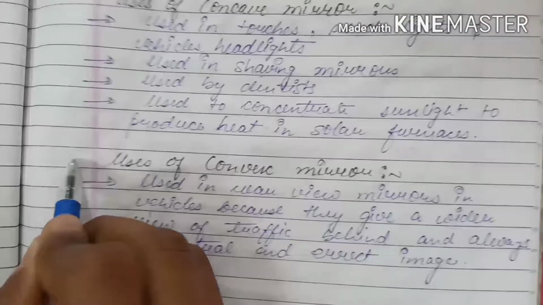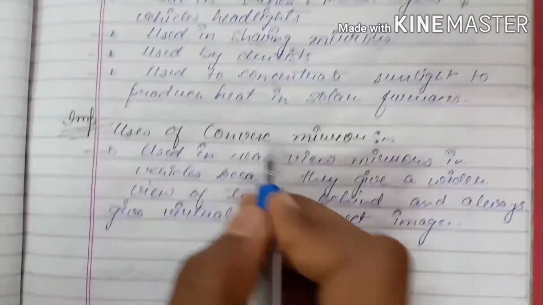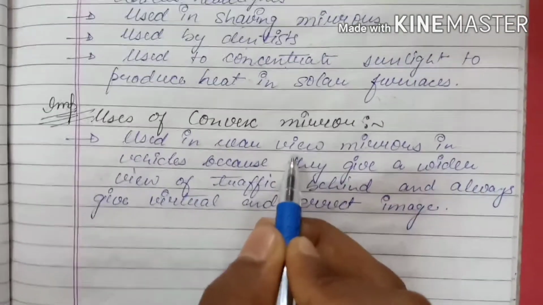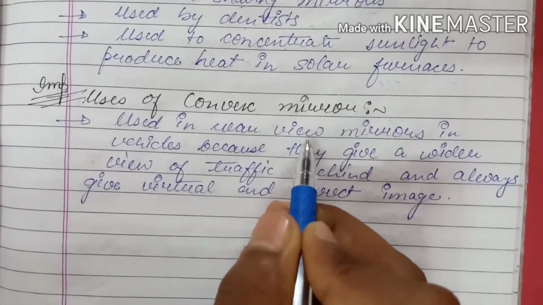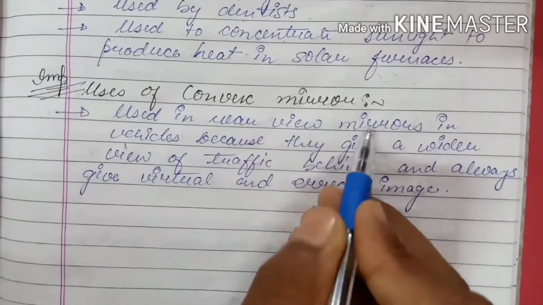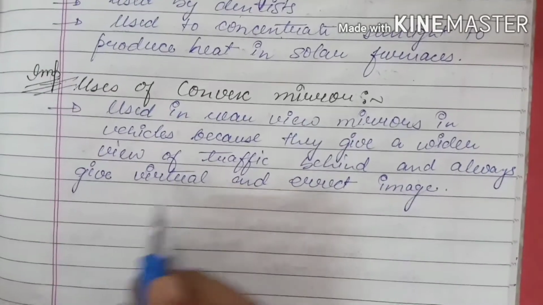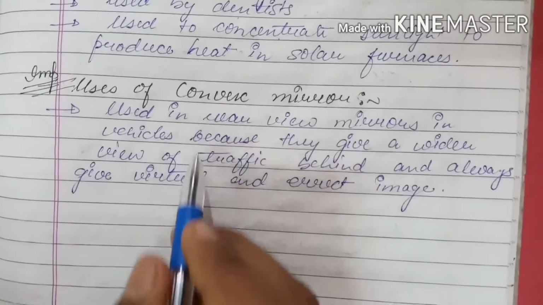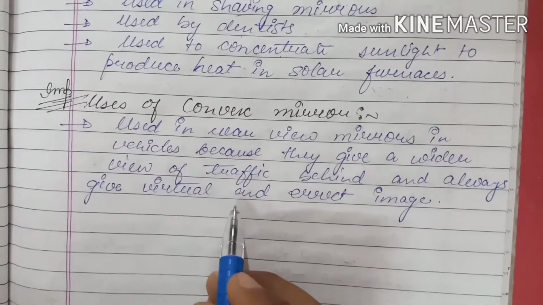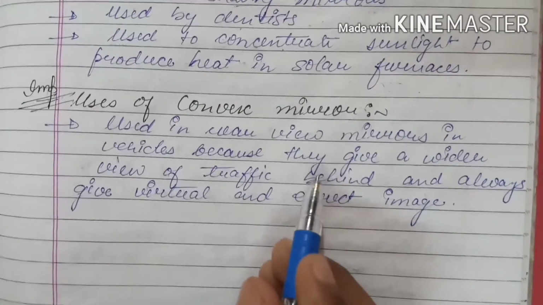Now, this is very important for board examinees, as this is asked every year in the board exam: uses of convex mirror. The only question is why we use convex mirror as rear view mirrors on vehicles. I have mentioned the reason here that the convex mirror is used in rear view mirrors in vehicles because it gives a wider view of traffic behind and always gives a virtual and erect image. Convex mirrors always give a virtual and erect image by diminishing the size of the object, and they cover a wider view of the area. So these are used in rear view mirrors in vehicles.